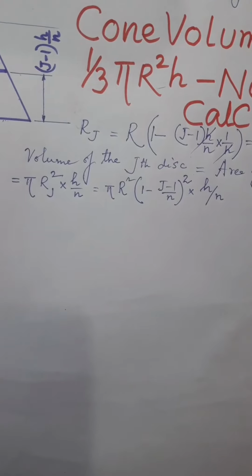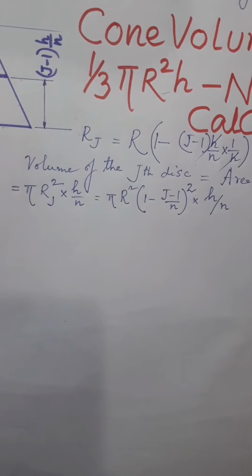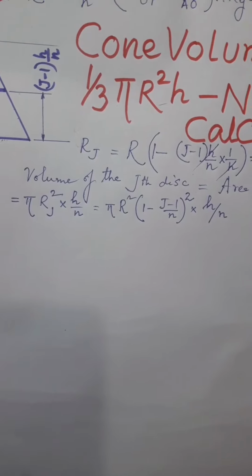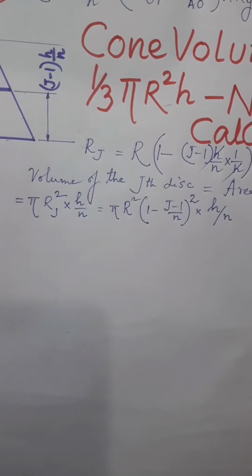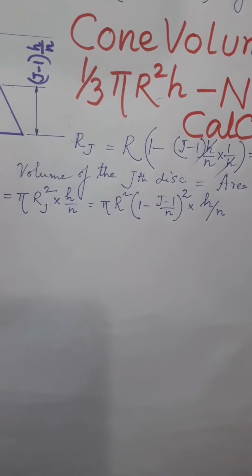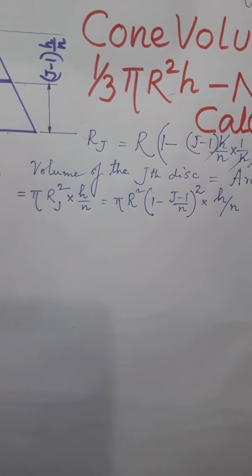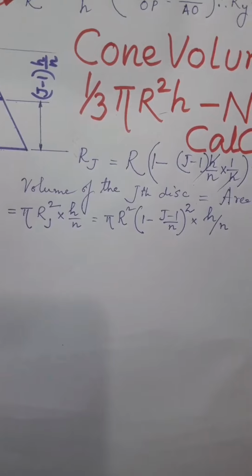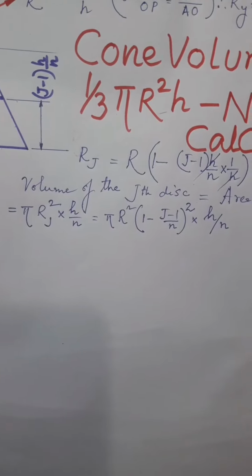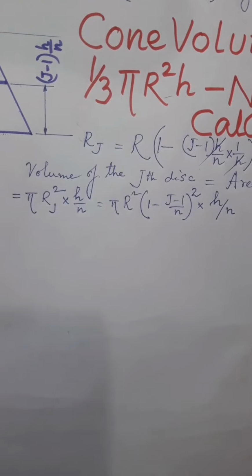Thus, we have got an expression for the radius of any such thin laminar disc located at any arbitrary height from the base. Say it is the jth disc. It must be understood that j can have any value ranging between 1 to n.